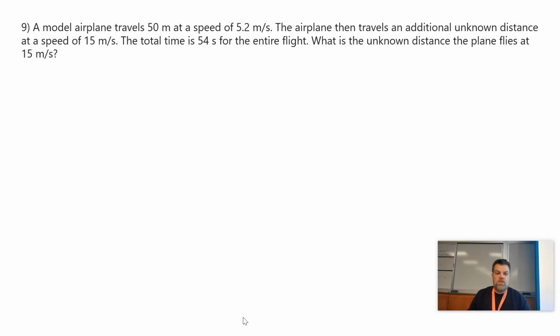All right, so for question number 9, it says a model airplane travels 50 meters at a speed of 5.2 meters per second. The airplane then travels an additional unknown distance at a speed of 15 meters per second. The total time is 54 seconds for the entire flight. Okay, what is the unknown distance that the plane flies?